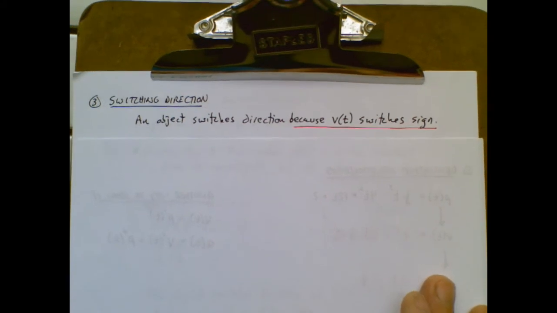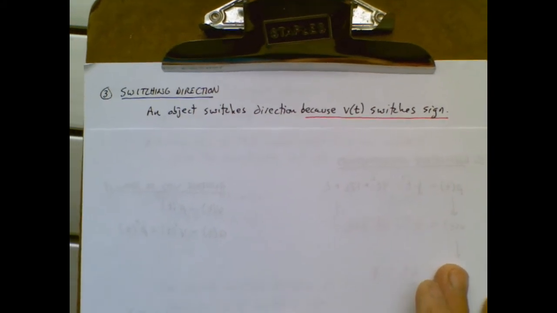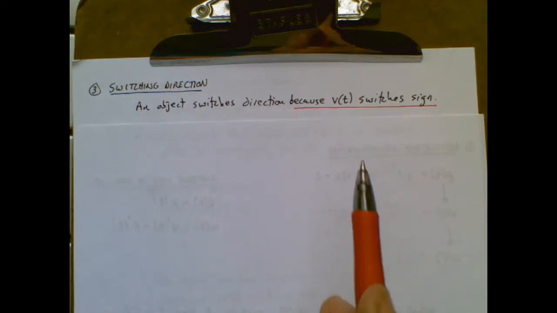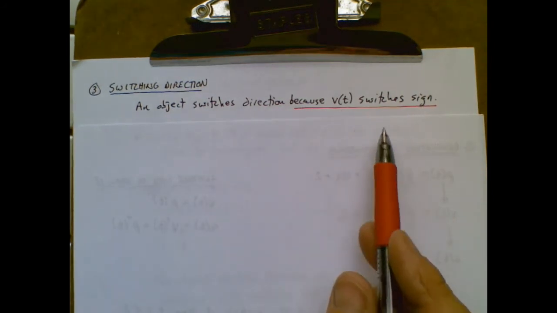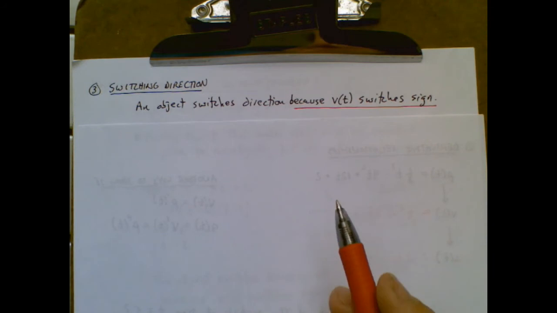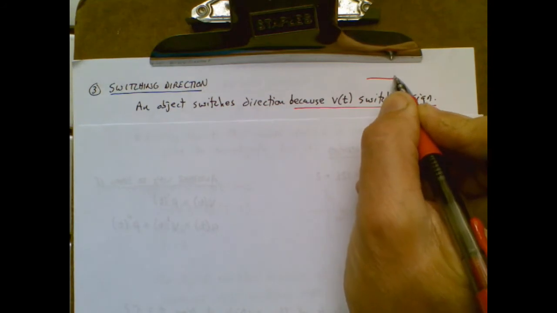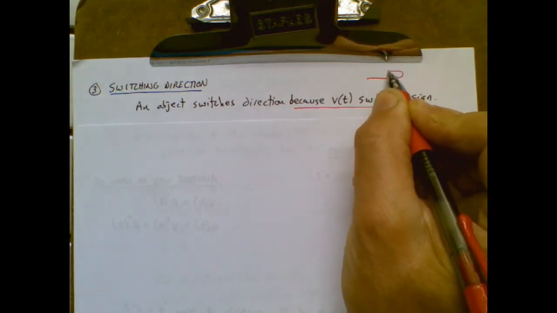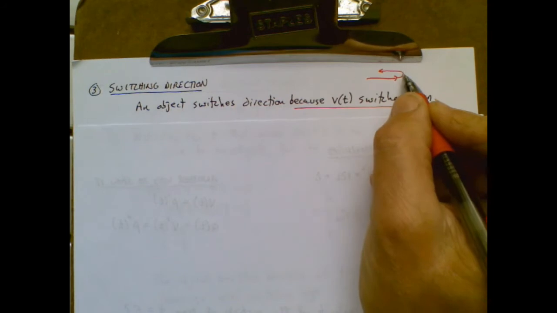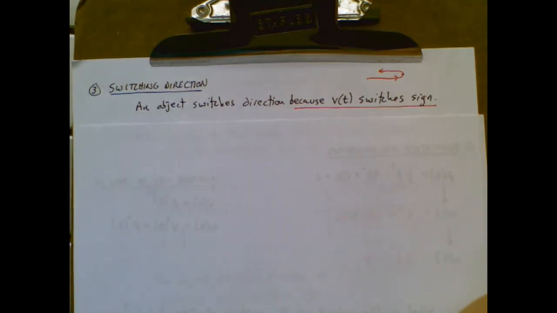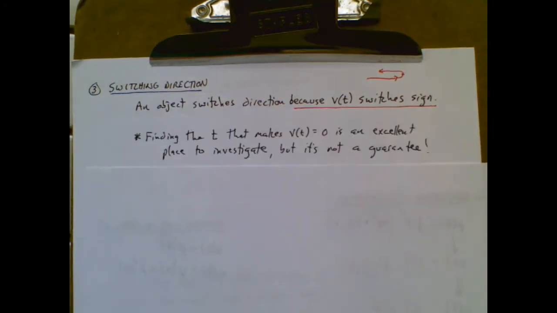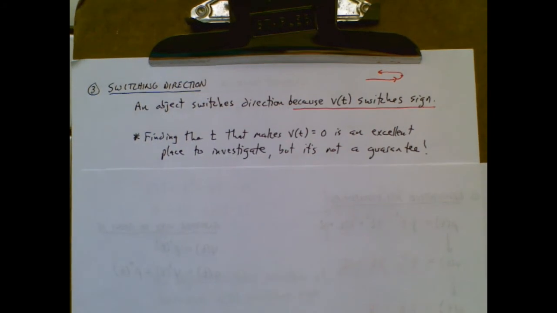The way to justify that an object is switching direction is simply to check to see when the velocity switches sign. Simply put, if a velocity was positive and then it goes to a negative velocity, the object went from heading right, positive velocity, to heading left, negative velocity, so it switched direction. So here's a common student mistake.